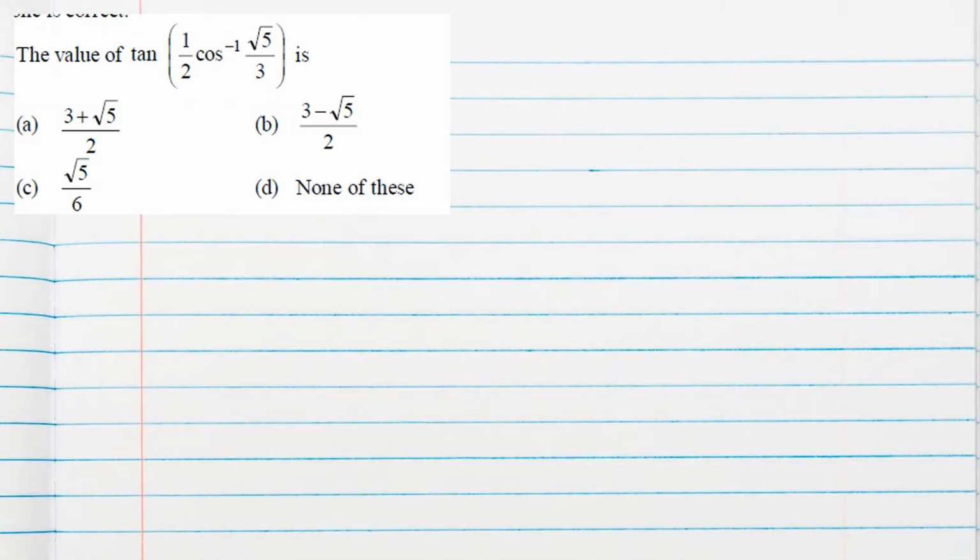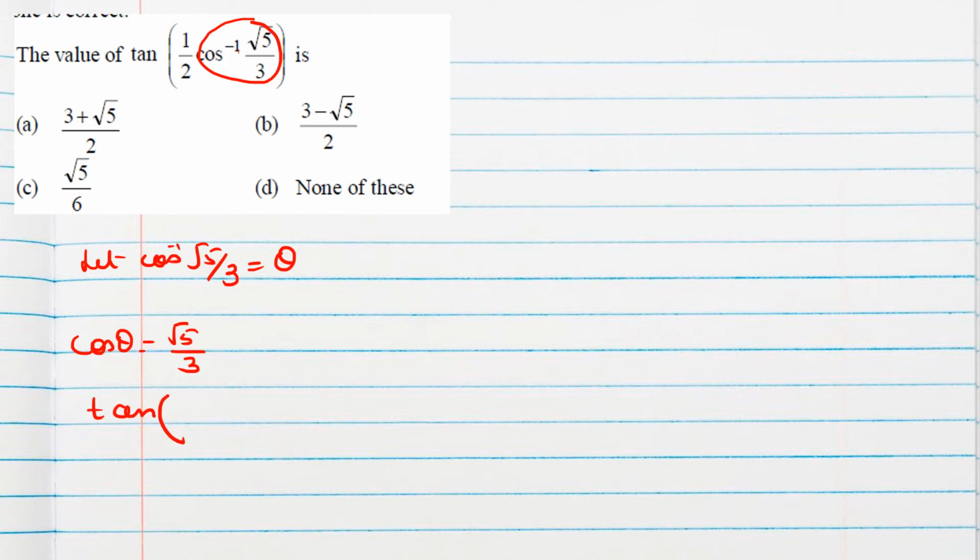See, first question is the value of tan(1/2 cos inverse root 5 by 3). So here what we will do, we will suppose this as theta. So let cos inverse root 5 by 3 equal to theta. So root 5 by 3 will be our cos theta. Now our question value will become tan, instead of this if I write theta, so theta by 2. That means tan theta by 2 value I should find.